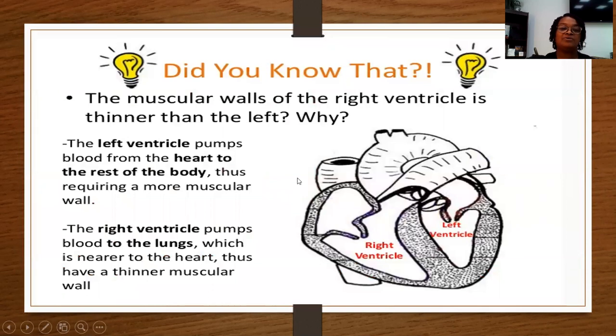Okay, did you know that the muscular wall of your right ventricle is thinner than your left, and why? Well, your left ventricle has to pump the blood from your heart out to the rest of your body, so it needs to be thicker and stronger than the right side, which only has to pump the blood to the lungs.